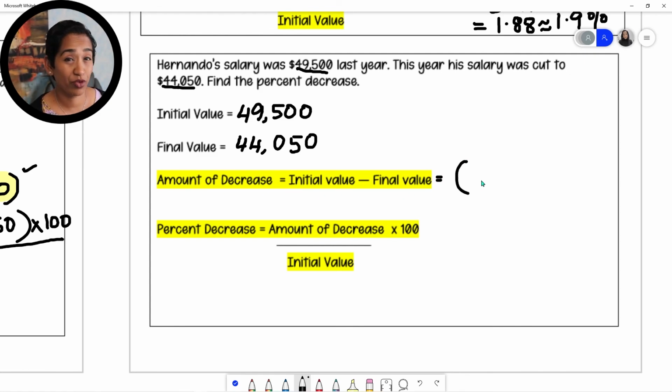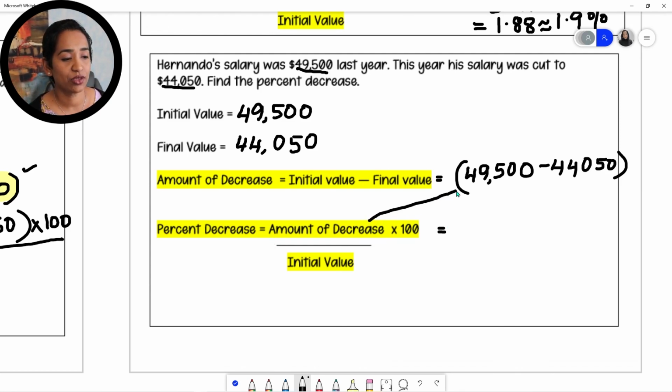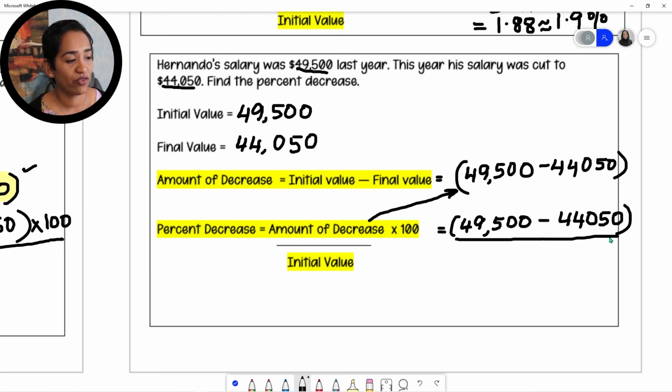The amount of decrease, again, I'm going to put it in parentheses. I am not going to calculate this one. So it is the initial amount, 49500 minus 44050, close parentheses. Next step is to find the percentage. So how do I find the percentage? Amount of decrease, which is right here, 49500 minus 44050, whole thing divided by the initial value. Your initial value is right here, 49500. Don't forget to times it with 100.